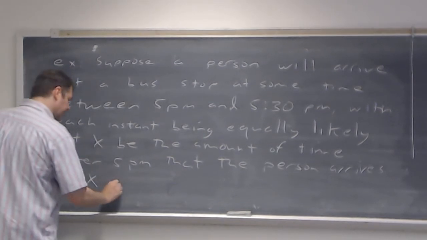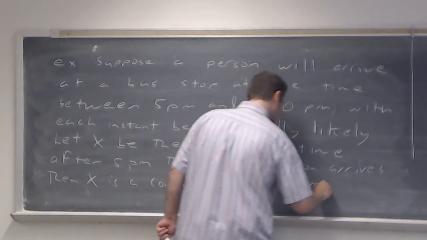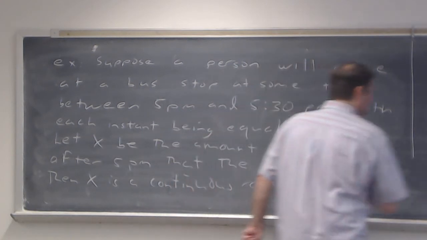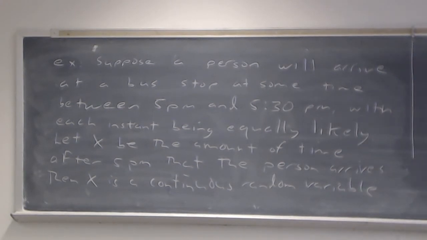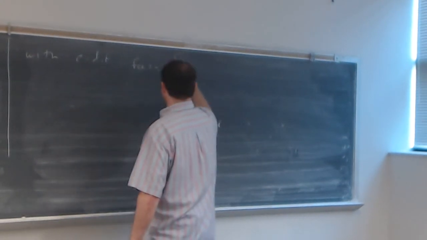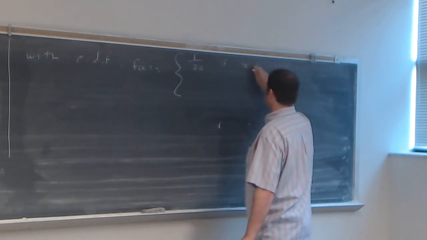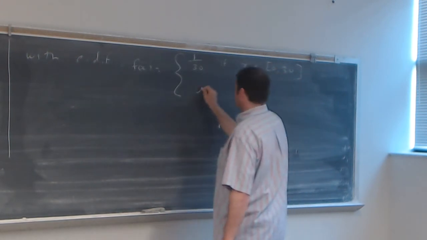Then X is a continuous random variable, and I'm going to list its PDF. With PDF, everything is equally likely. So this is 1/30 if X is an element from 0 to 30, and it's 0 otherwise.